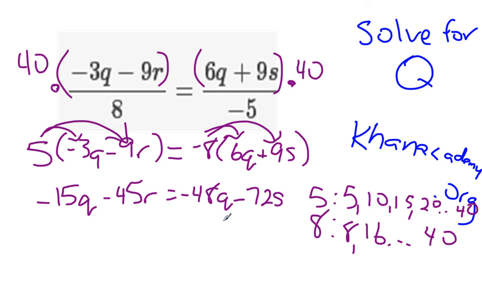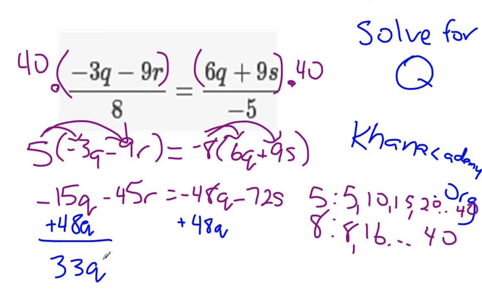Okay, 72s. So now we combine our like terms here. Let's bring the 48 over here so it becomes more positive. Let's not do this in purple anymore because I'm getting tired of purple. Plus 48q. We're almost done. Alright, negative 15 plus 48. So really that's just 48 minus 15, which is 33 q's. And then we got to move this negative 45 to the other side, so we're going to plus 45 r's.